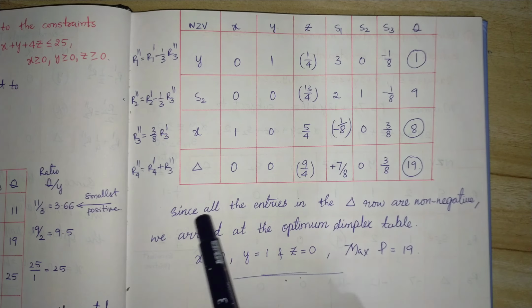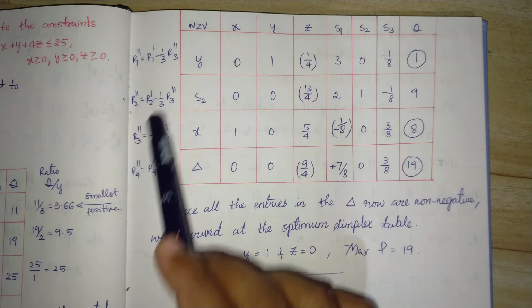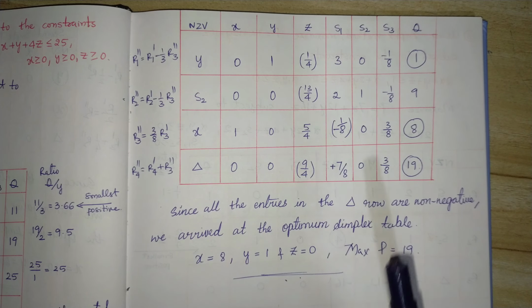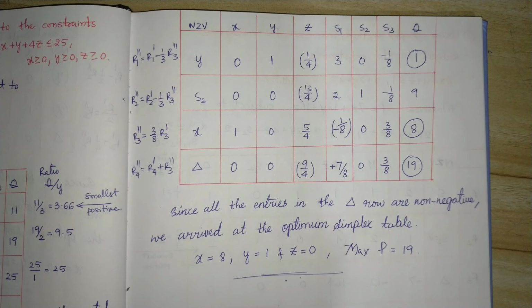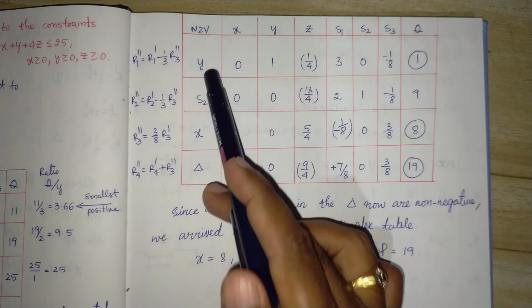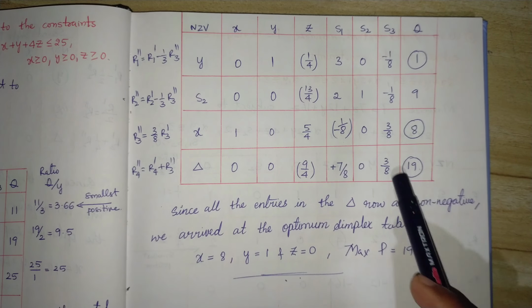Look at the delta row. All the entries are non-negative. So this is the optimum simplex table, and I can say that y equals 1, x equals 8, and here there is no z, so let us consider that as 0. So x equals 8, y equals 1 and z equals 0, therefore the maximum value is 19.